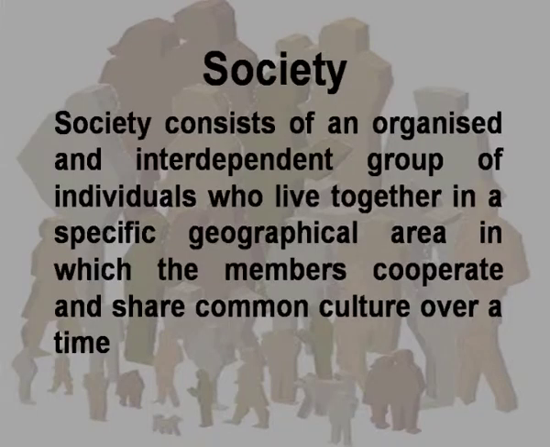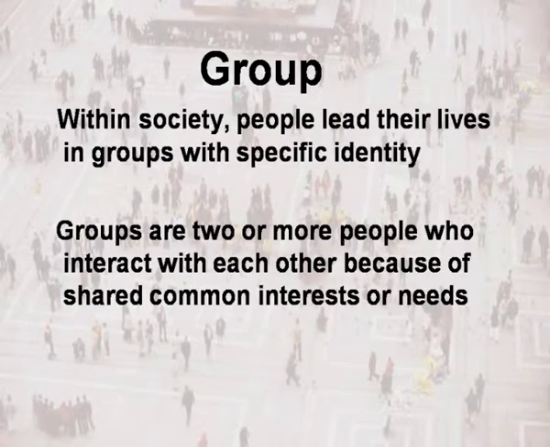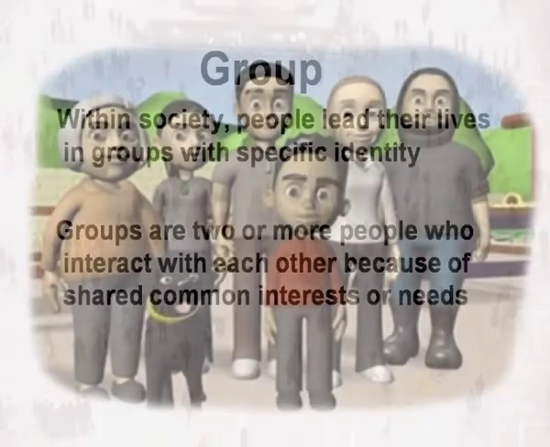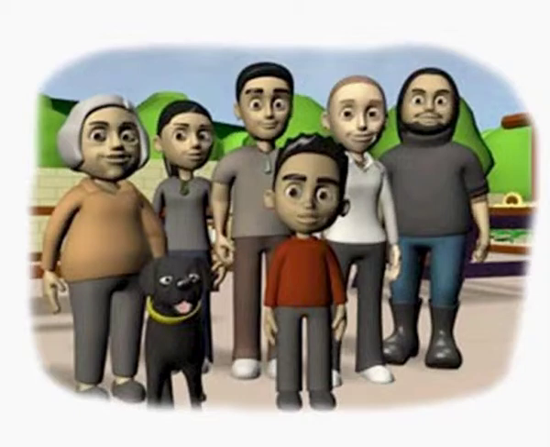Now it's important to know what we mean by society. A society consists of an organized and interdependent group of individuals who live together in a specific geographic area in which the members cooperate and share common culture over a time. Now I use the term group. What do we understand by group? Within society, people lead their lives in groups with specific identity. Groups are two or more people who interact with each other because of shared common interests or needs. One of the important social institutions is family.